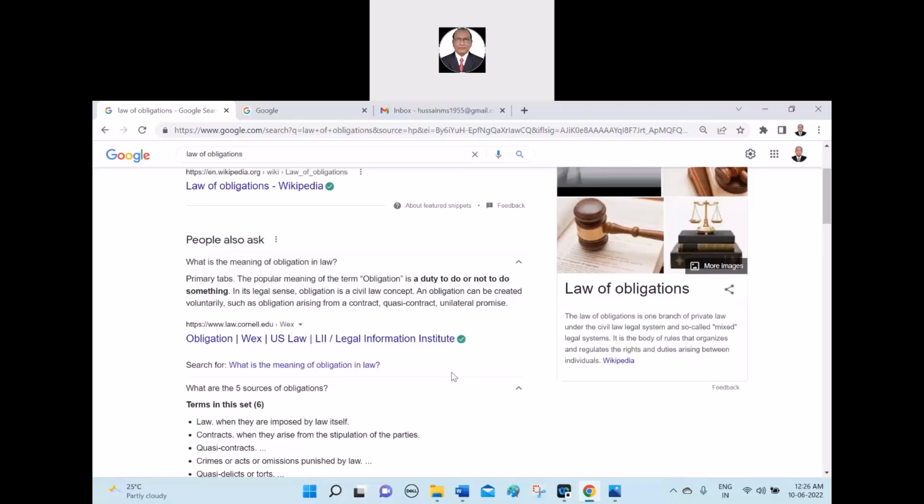By that time, I will come with certain cases in obligations, both tort and contract, and we will discuss what principles are laid down there, and those principles are enough to understand the concept of private international law in both tort and contract. Okay? So with this, I would like to wind up today's class.